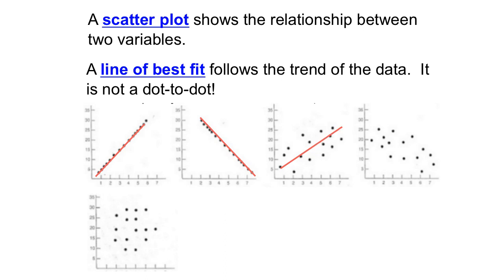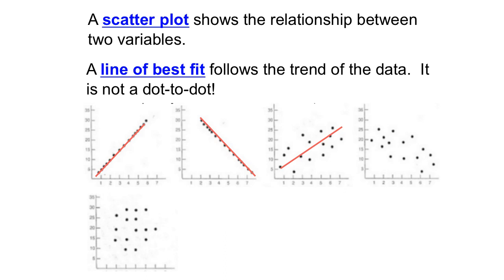Some tips: you want to go through as many dots as you can, but also follow the trend and have roughly the same number of dots on either side of the line. You kind of just have to eyeball it. If you want a really precise line of best fit, you would use graphing software on a computer to do that. For this scatter plot, what's the trend?